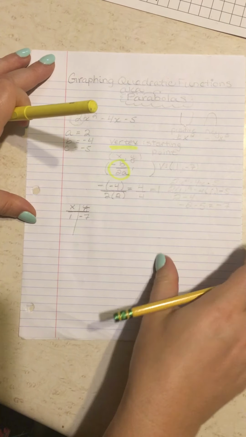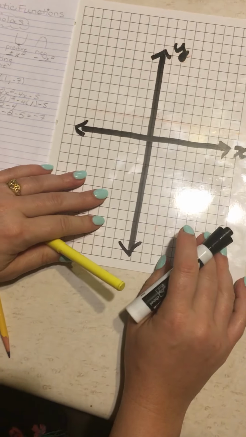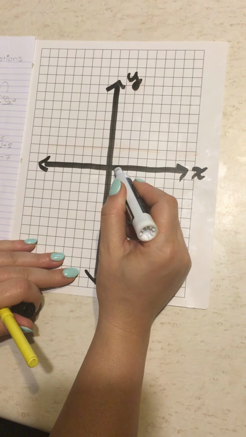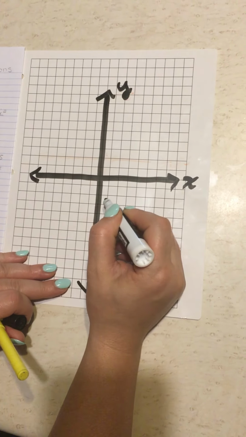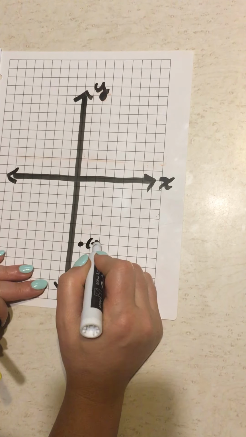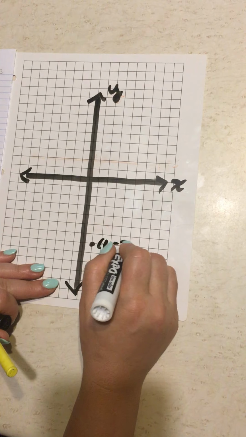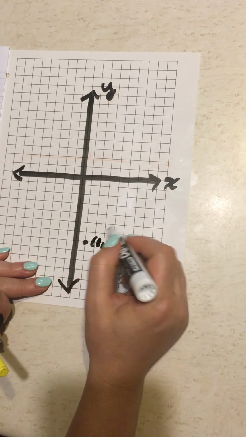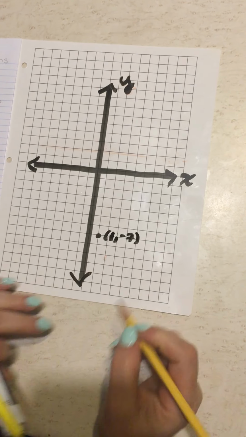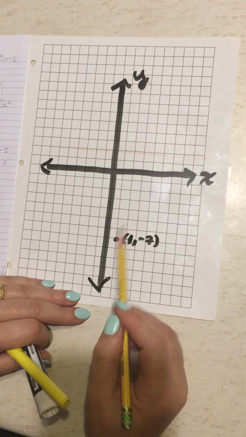And let's just quickly sketch that because I want you to see what it looks like. So here's our graph here. And if we're going to look for 1, negative 7, 1, 2, 3, 4, 5, 6, 7, we know that our vertex starts at 1, negative 7. And we know it has to go up because it's a positive parabola.